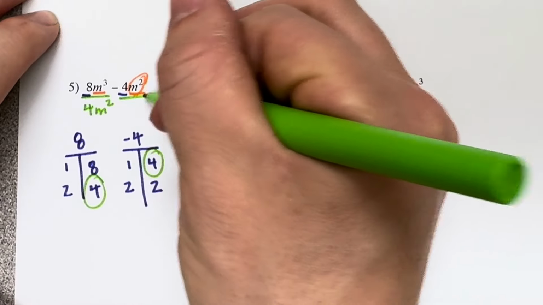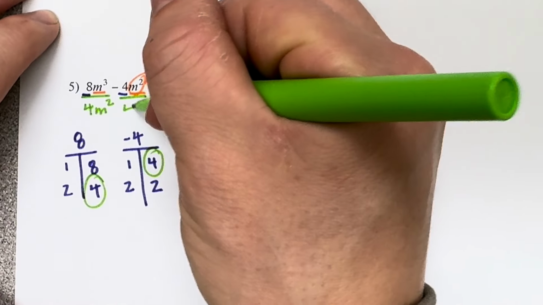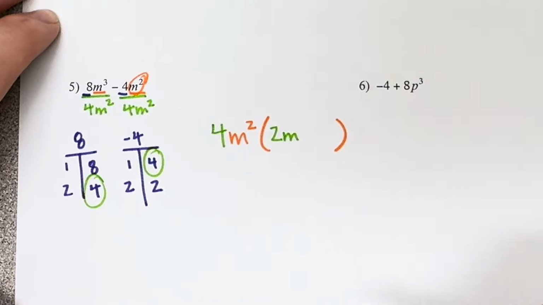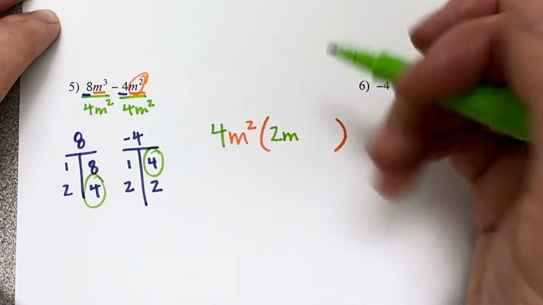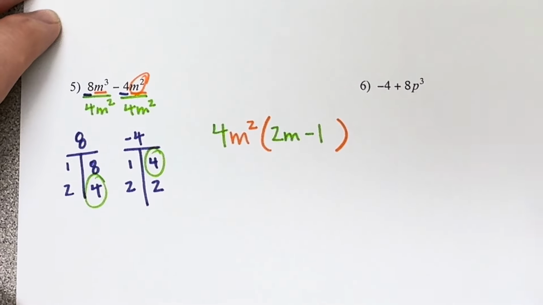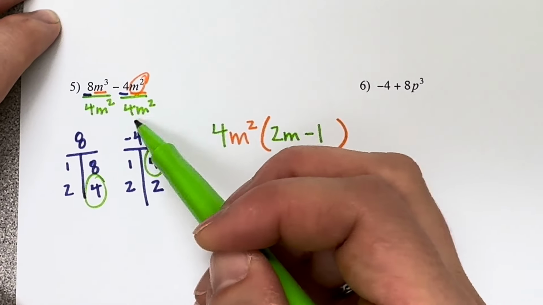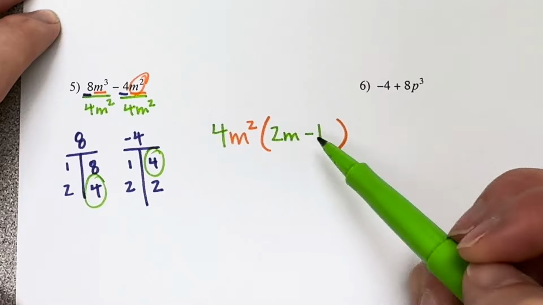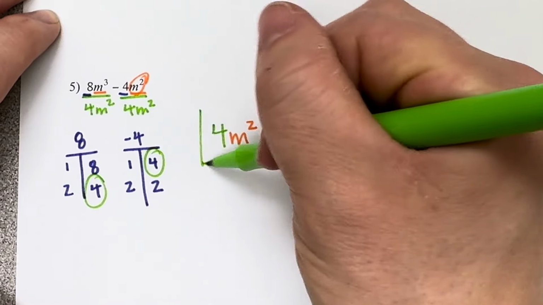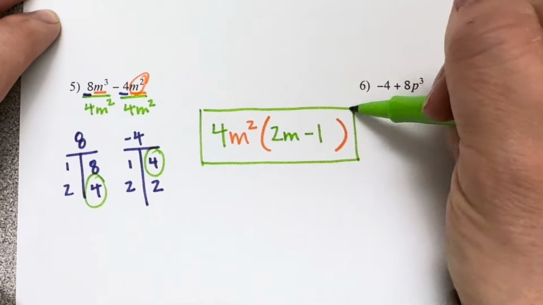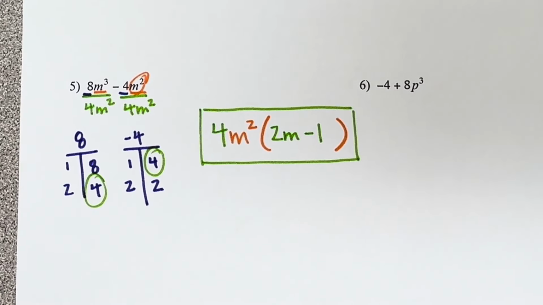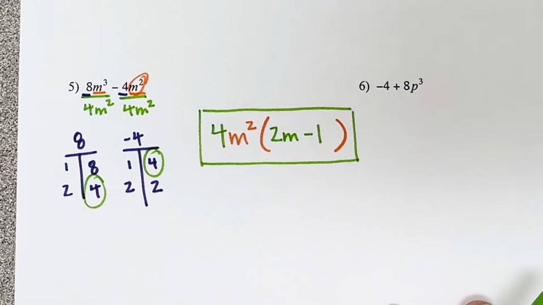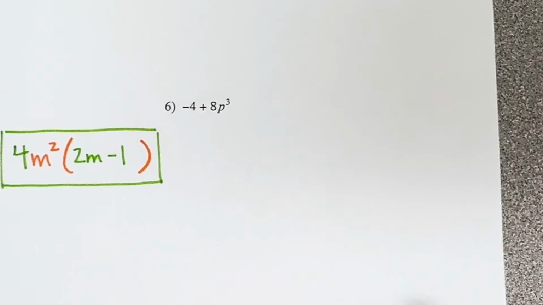Now my second term. -4m squared divided by +4m squared. -4 divided by +4 is -1. Dividing all of the m squareds out, I am not left with any m's. So there is my final factored expression. Beautiful. Okay, last one.